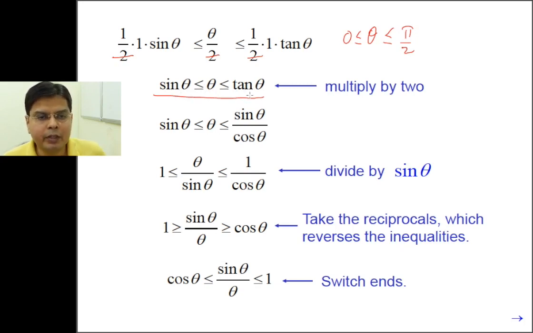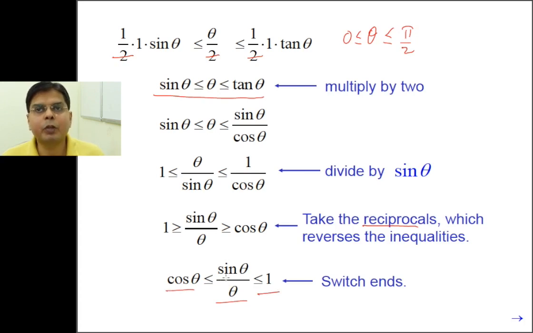Now after this it is simple algebra. I write tan theta as sin theta by cos theta, then I divide by sin theta. This will become 1 less than theta by sin theta, which is less than 1 by cos theta. Now I take the reciprocal, which reverses the inequalities, so this will become 1 greater than sin theta by theta, which is greater than cos theta. So I can write it in this way: cos theta is less than or equal to sin theta by theta, which is less than or equal to 1. Okay, this step is clear.